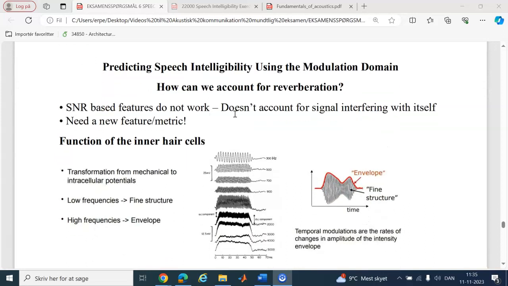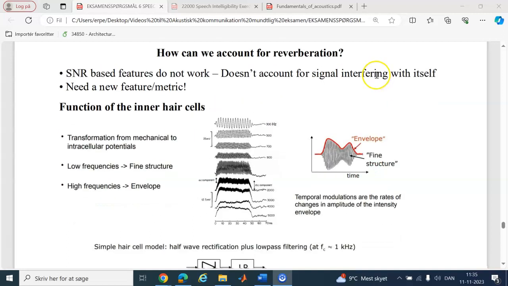Then we come to predicting speech intelligibility using the modulation domain. How can we account for reverberation? It's a little bit complex. SNR-based features do not work here, as they don't account for the signal interfering with itself. Now we're talking about modulation. We need a new feature or metric. Consider the function of inner hair cells, the transformation from mechanical to intracellular potentials. At low frequency you get fine structure; at high frequency, it's envelope.